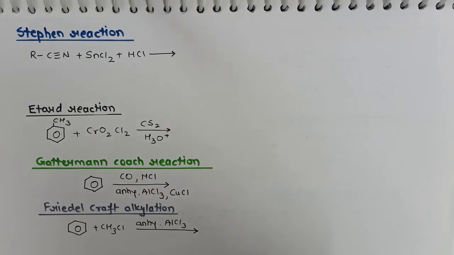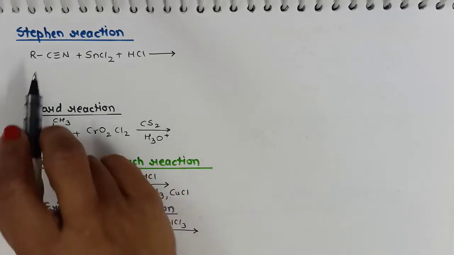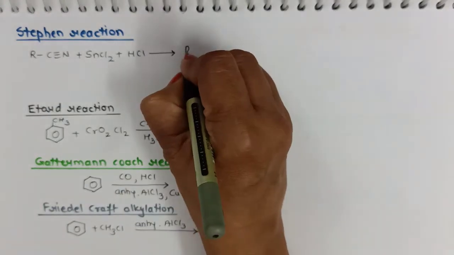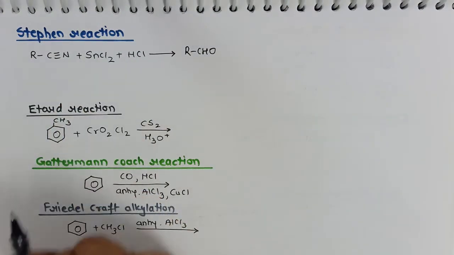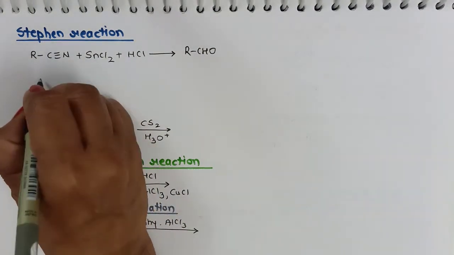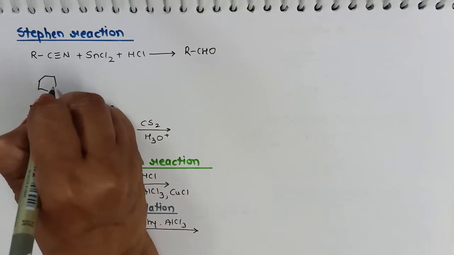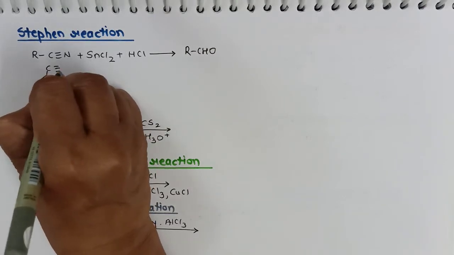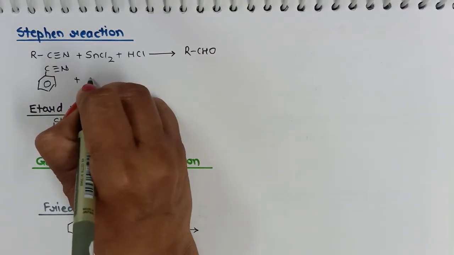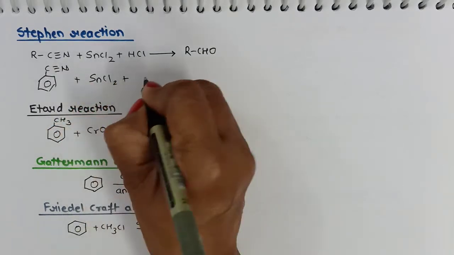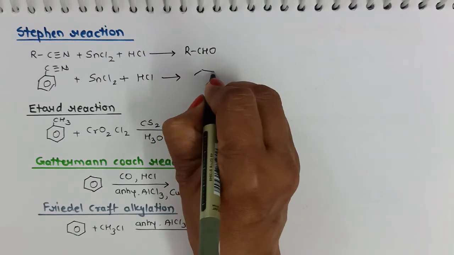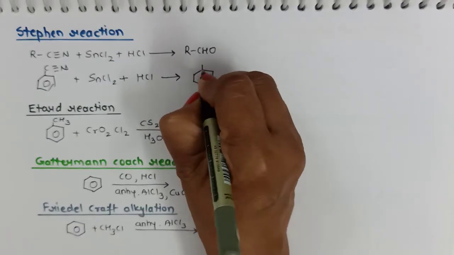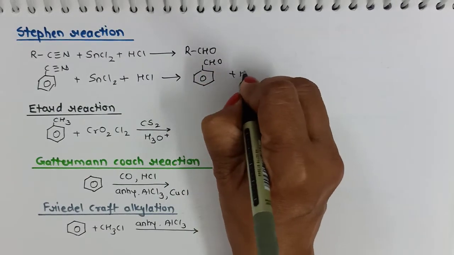Remember, the combination of acyl chloride, hydrogen, palladium and barium sulfate itself is an indication that aldehyde will be the main product. Stephen reaction is also a method of preparation of aldehyde. Here cyanides are converted to corresponding aldehyde by use of stannous chloride and HCl. For example, phenyl cyanide, when treated with stannous chloride in presence of HCl, we will get benzaldehyde along with HCl.